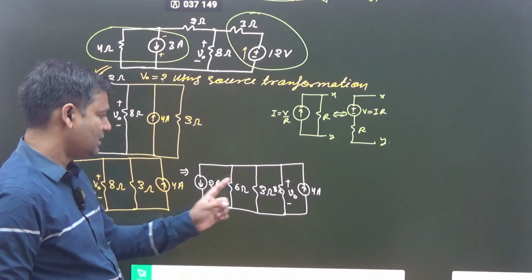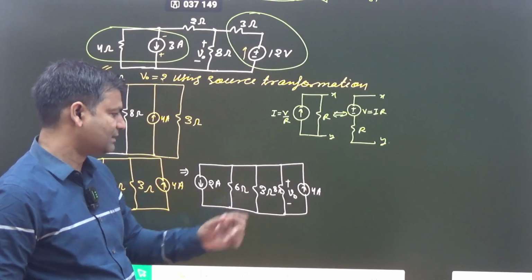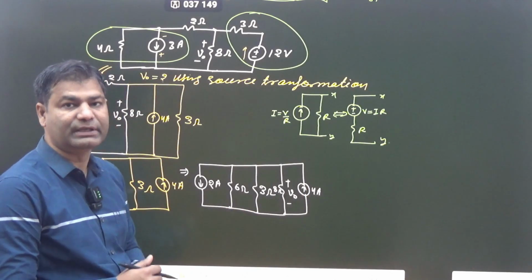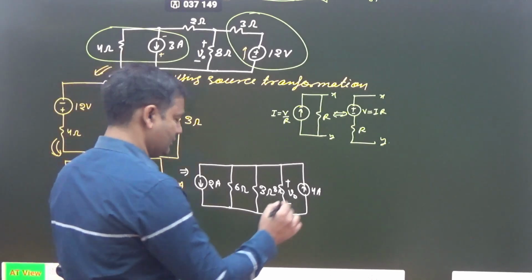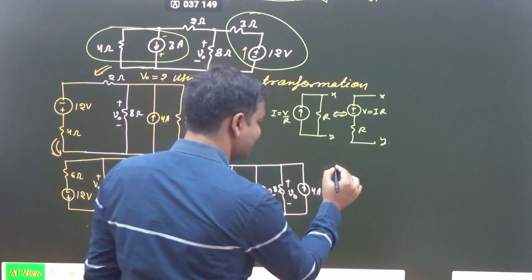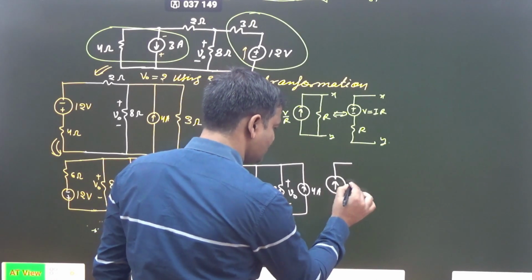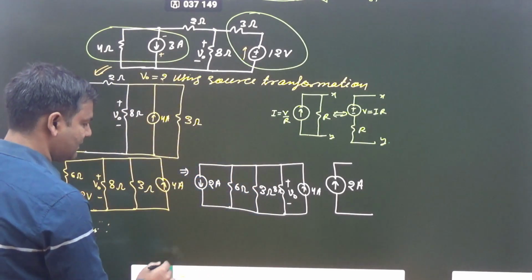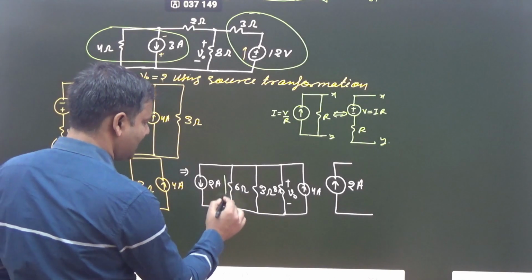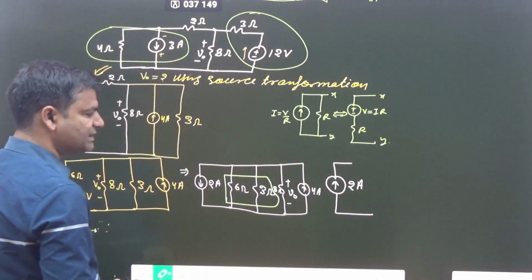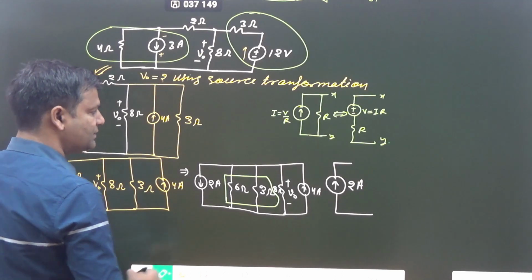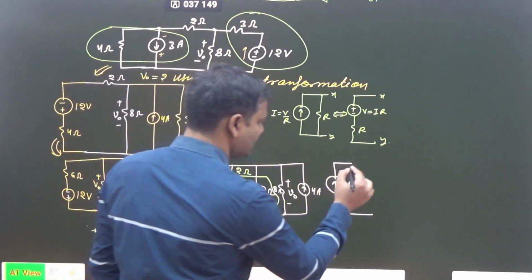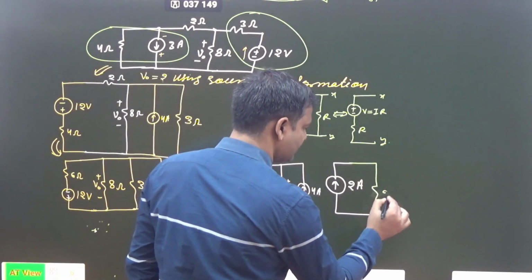Both current directions are opposite. So the algebraic sum of these two currents, how much is that? This is stronger than that one. So 4 minus 2 is 2 ampere. In which direction? Upward. So if you redraw here, that is 2 ampere upward. And the combination of these two, if you see very carefully, these two are parallel. So 6 and 3, 6 into 3 divided by 9, that is 2 ohm. Combination of these two is 2 ohm.